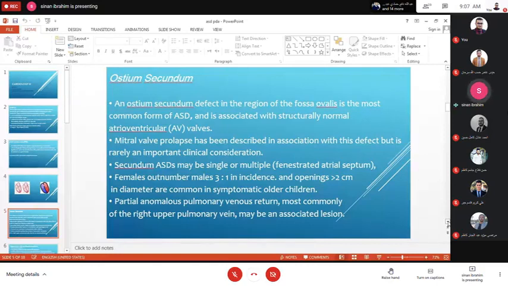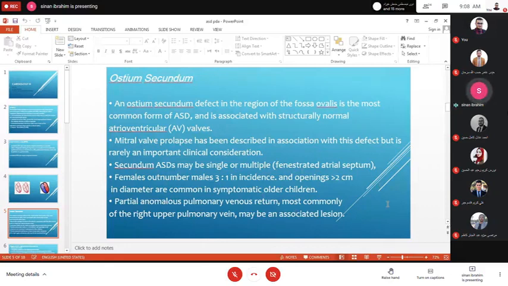May be associated with atrioventricular valve disease; mitral valve prolapse has been described and associated with this defect, but is rarely of important clinical consideration. لذلك احنا مرات بنشوف mitral valve prolapse بالايكو, we look for atrial septal defect secundum or ASD secundum because there is an association between the two.